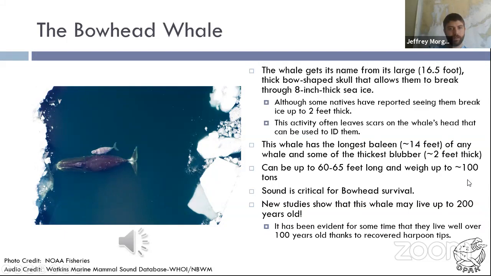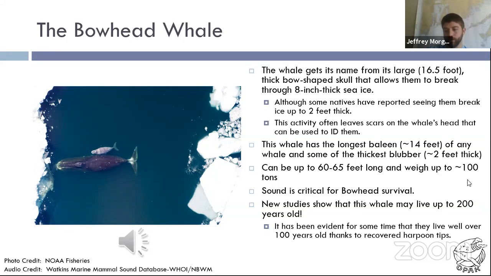You can, again, find these clips of their songs on the Watkins Marine Mammal Sound Database, which is provided by HUI and the New Bedford Whaling Museum. You can hear that the bowhead whale's call is much different than the humpback's. So we can also use sound to identify different whale species.